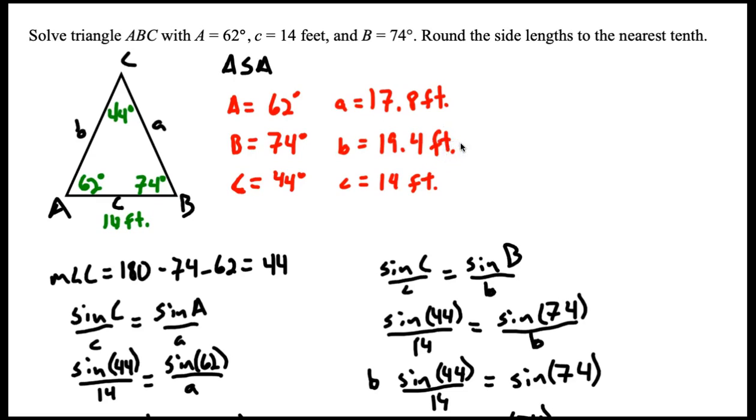Now, one real quick way to make sure that the answers make sense, if you remember back to geometry, the longest side should be opposite the largest angle. Angle B is the largest angle here, it's 74 degrees. That means the longest side should be opposite that, and it is. Also, the smallest angle should be opposite the shortest side, and that is also true.